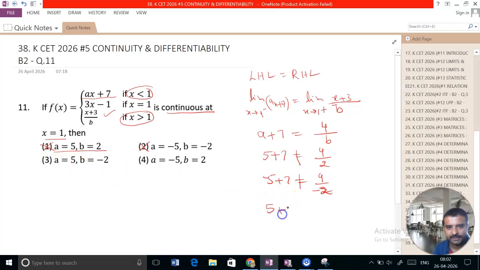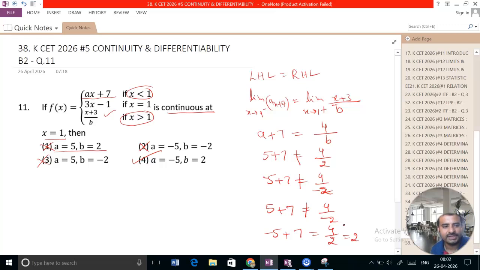Then option 3. a is 5, 5 plus 7, and this should equal 4 by minus 2, but this is not equal. So option 3 is wrong. You can directly take option 4. Let's check. Minus 5 plus 7 is equal to 4 by 2. 4 by 2 is 2, and 7 minus 5 is 2. So this satisfies the answer.